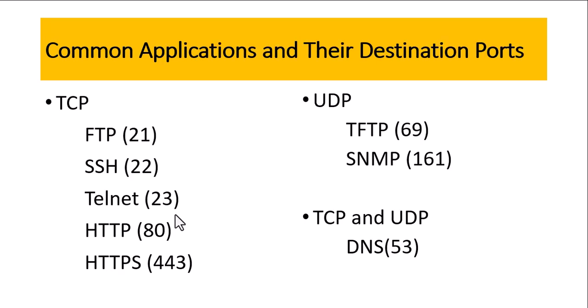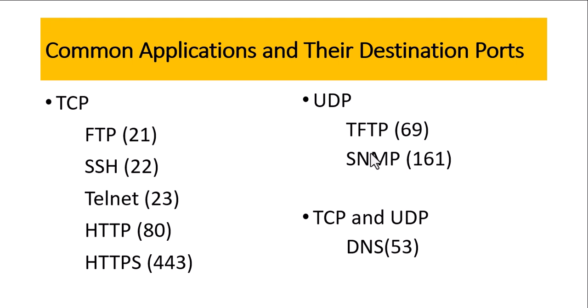Here we have the applications which use TCP. FTP, File Transfer Protocol, uses port number 21, and Secure Shell uses port number 22. Telnet uses port number 23 for session creation, and HTTP uses port 80. HTTPS, the hypertext transfer protocol for encrypted traffic, uses 443 as the port number.